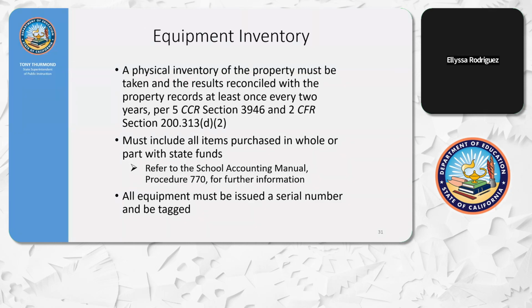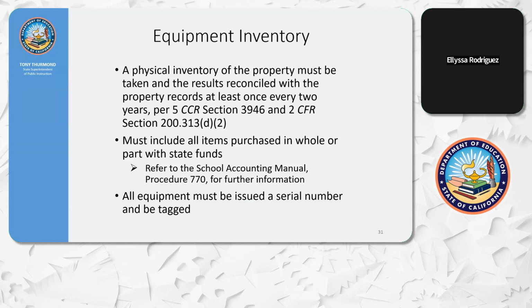Now we will discuss equipment inventory. Equipment inventory must include all items purchased in whole or in part with state funds. What this means is everything that is considered to not be expendable. We do not expect you to inventory your pens or your pencils. However, if an item is reusable, think a bookcase, a table, a chair, a desktop, a computer, a laptop, an iPad, or items that last some time and are physical assets.